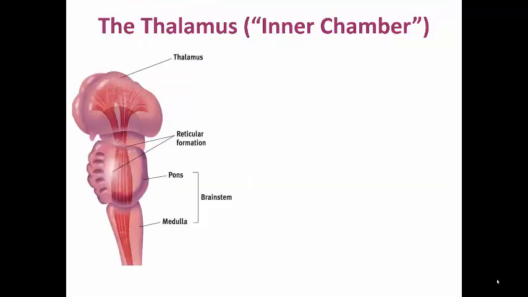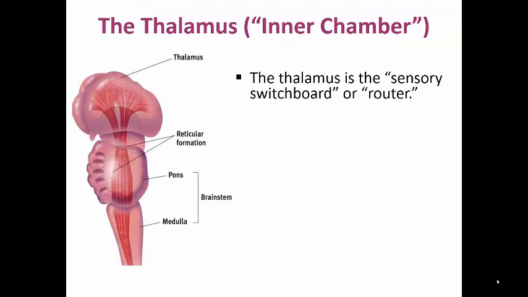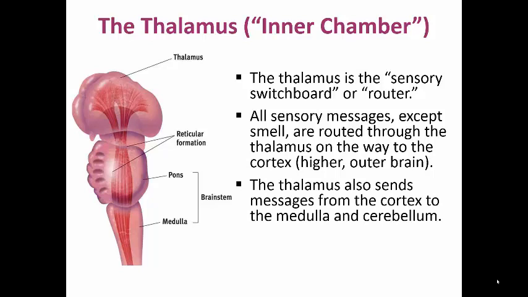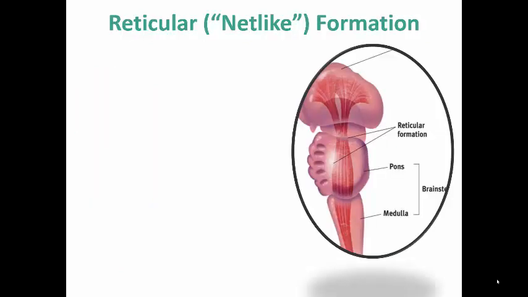So the thalamus is also known as the inner chamber, and it's our sensory switchboard or router. All sensory messages except smell are routed through the thalamus on the way to the cortex, or the higher outer part of the brain. The thalamus also sends messages from the cortex to the medulla and cerebellum.